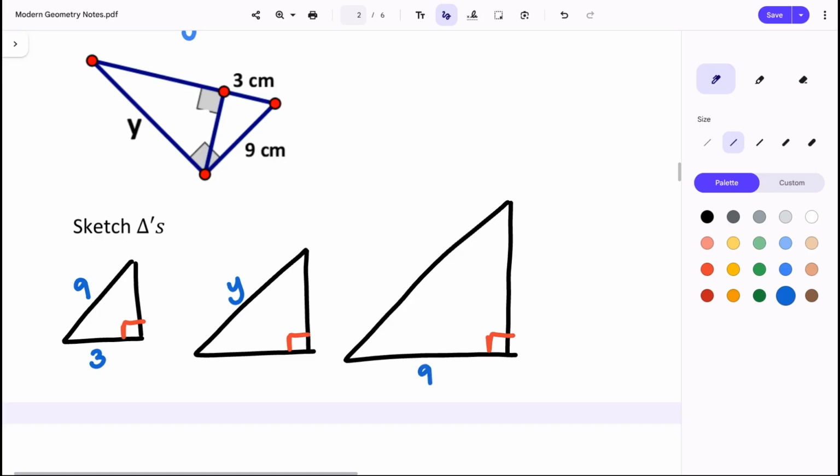Okay, good. You know the bottom is 9, and you know that other longer side is y. We don't know anything about the hypotenuse. We don't have enough to say anything about it, right? Okay, so if we look at this, is there a clear way to set up a proportion right now based on what we have?